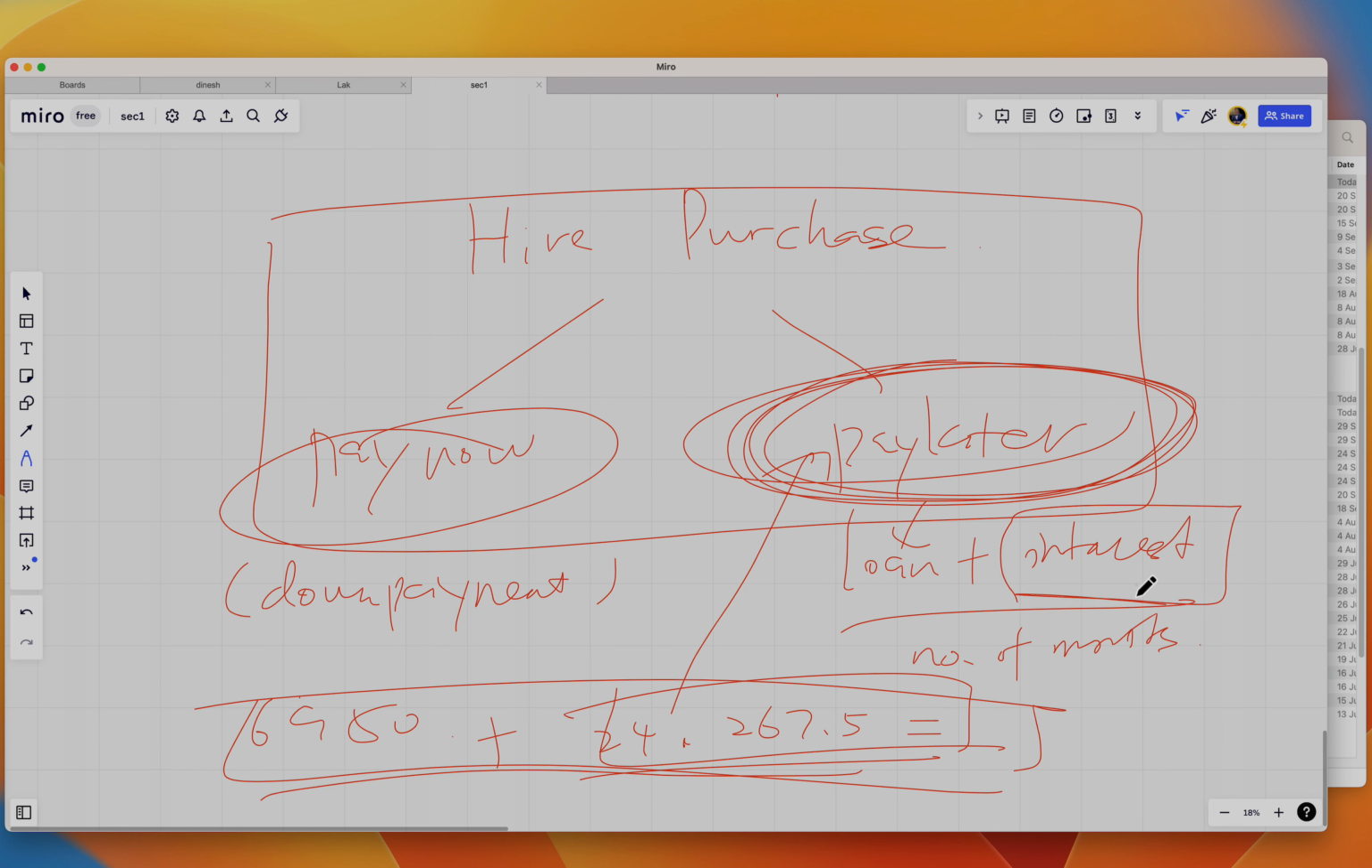How do you get the loan? How do you get the loan portion? Loan is the total minus the pay now. Then you get the loan. Actually, it's not the total, it's the cash price. The cash price minus the pay now. Then the simple interest rate per annum?